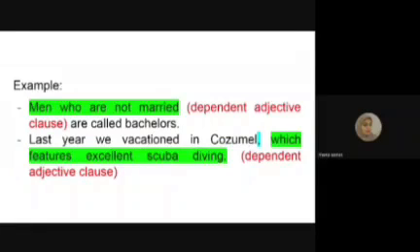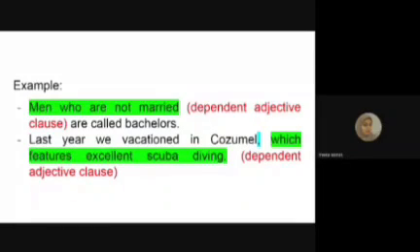So it starts with the dependent adjective clause, are called bachelors. So men is the subject, who are not married is the dependent clause, and are called bachelors is the rest of the independent clause. Let's review the second example.